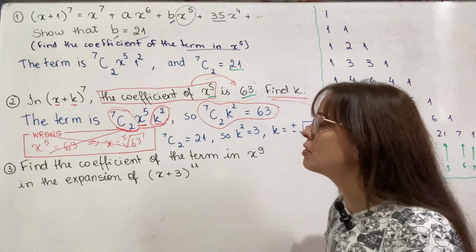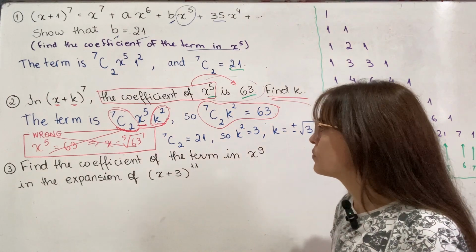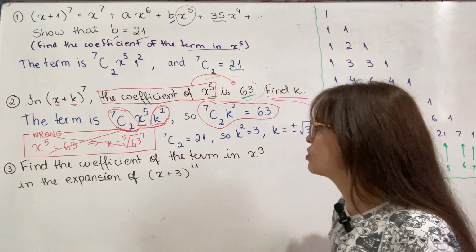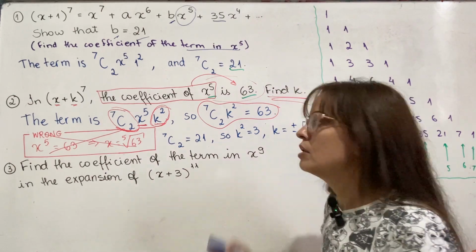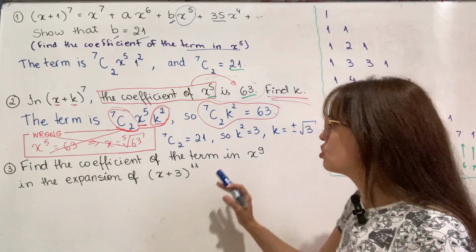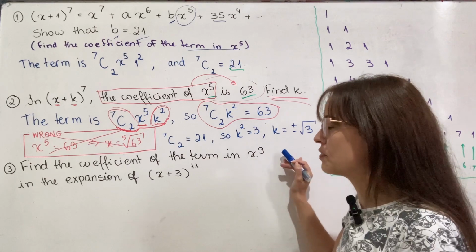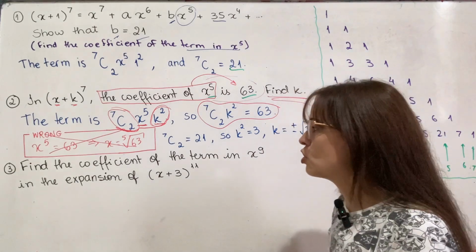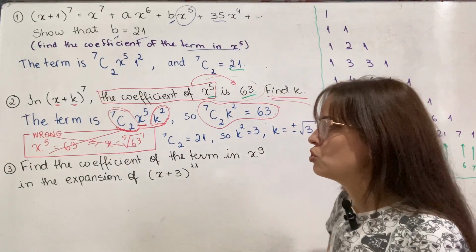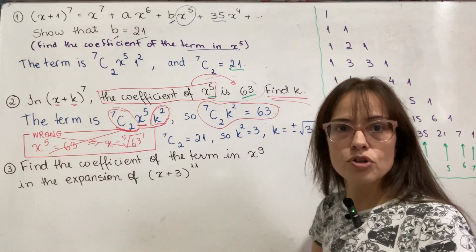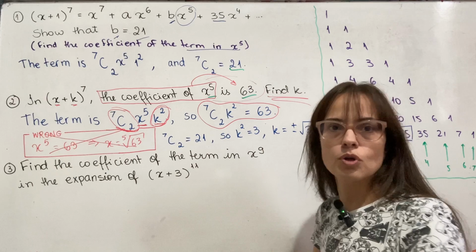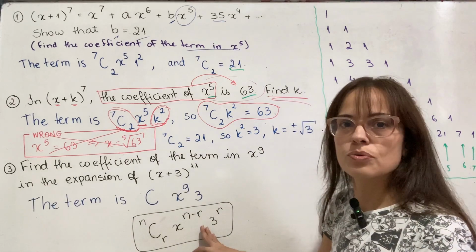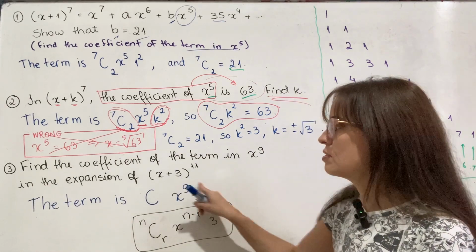The third problem on this list is phrased in a more straightforward way. I think this one is the standard one. So find the coefficient of the term in x to the power of 9 in the expansion of (x + 3) to the power of 11. So what are you going to do? You're going to write the term by using what we learned earlier. Okay, so this is the general thing, and this is the one that we want.